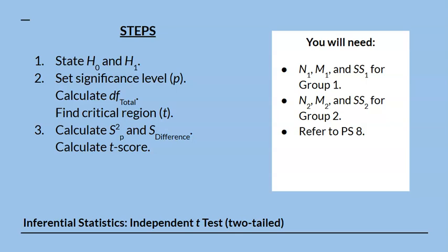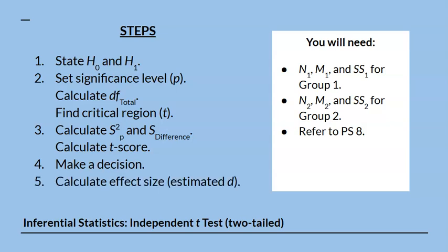Step 3, calculate the pooled variance, the estimated standard error, and the t-score for the research study. Step 4, make a decision. And finally, the unofficial step 5 is to calculate effect size.